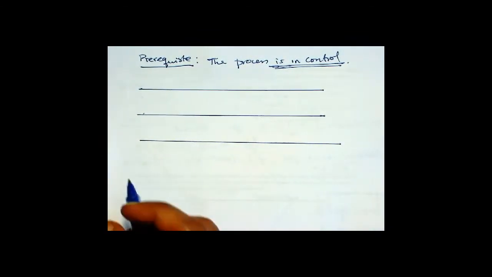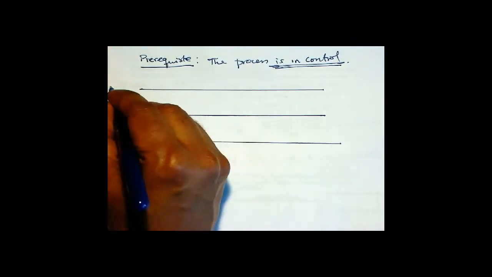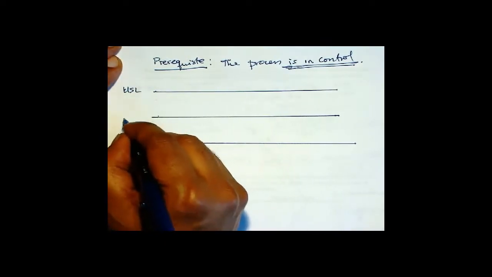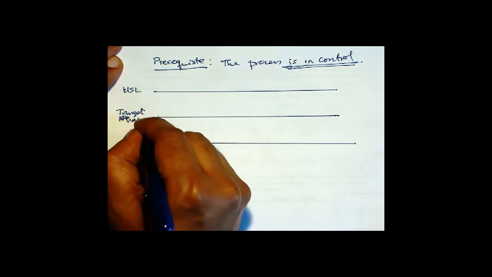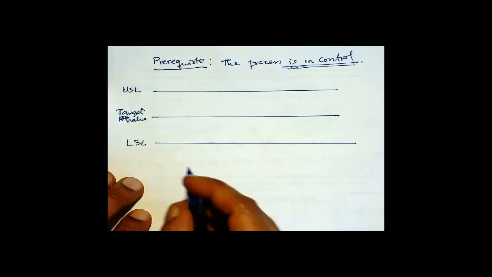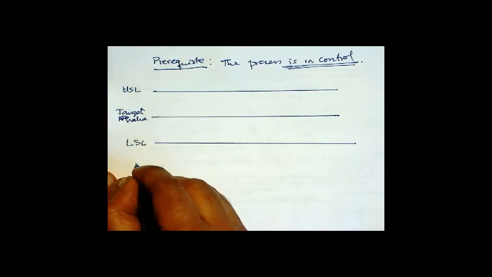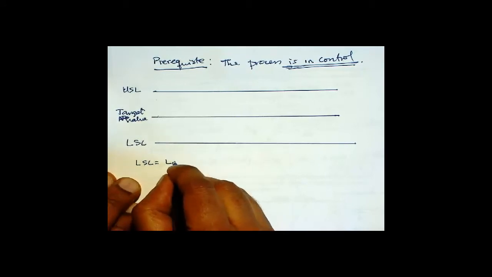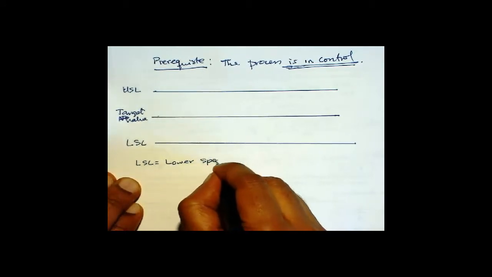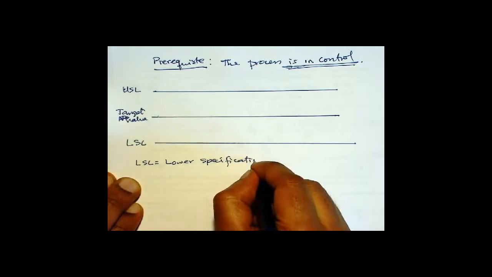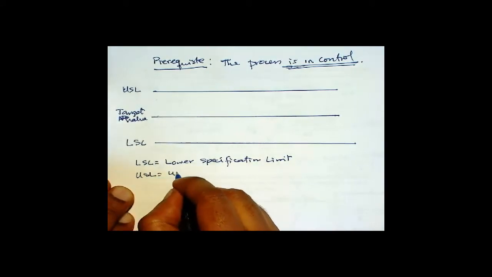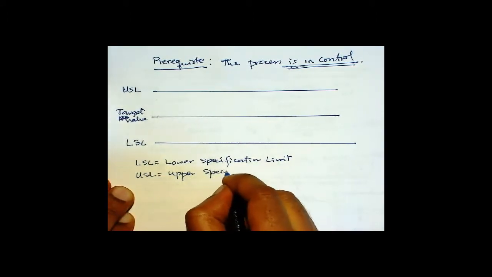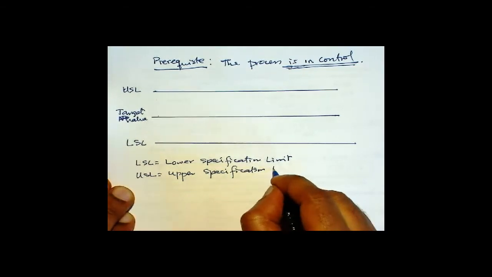we have USL and LSL, and this is the nominal value or target value, right? So here remember, LSL is lower specification limit and USL is upper specification limit.